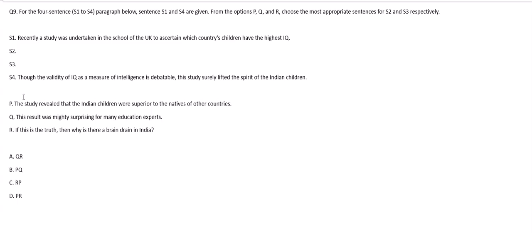Why? Because if you see sentence 4, it is telling the results are coming in favor of India, that thus the study is surely lifting the spirit of the Indian children. But here it is telling, if this is the truth, then why is there a brain drain in India? Which means it is telling the results came opposite to Indian children. So we can eliminate this option R.